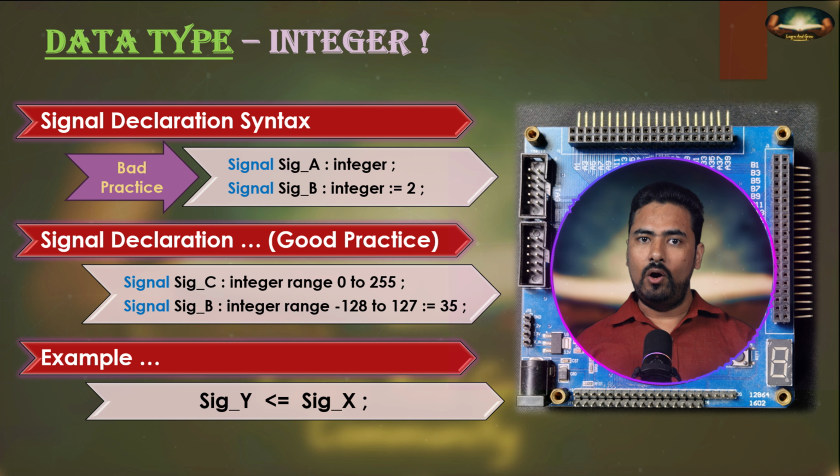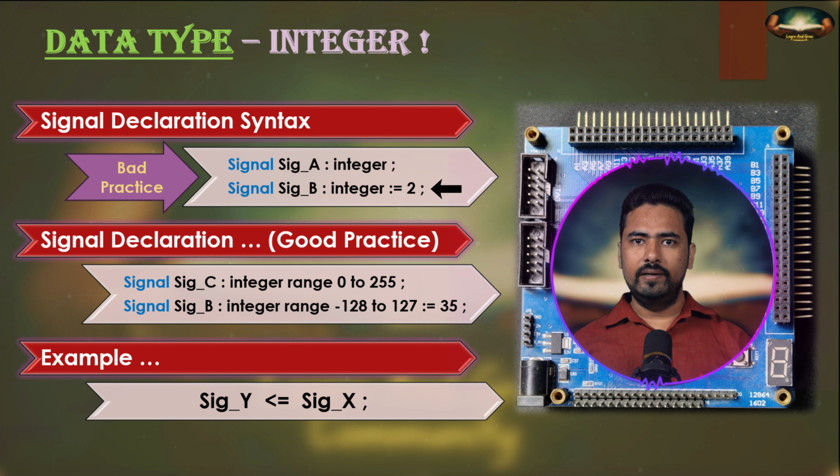Okay, now let's see how to define integers in VHDL. The first example is the basic way to declare an integer signal in VHDL, which is signal sig_a colon integer semicolon. This signal a can have any value between minus 2 to the power 31 to plus 2 to the power 31. The second example declares an integer called signal b, and this has the same range as signal a, but it is just initialized to some starting value, like we discussed about the initial assignments earlier.